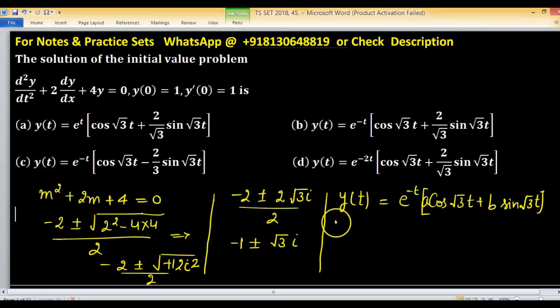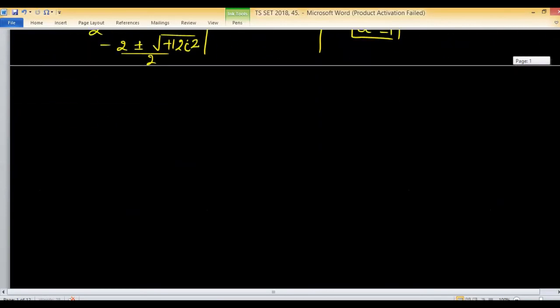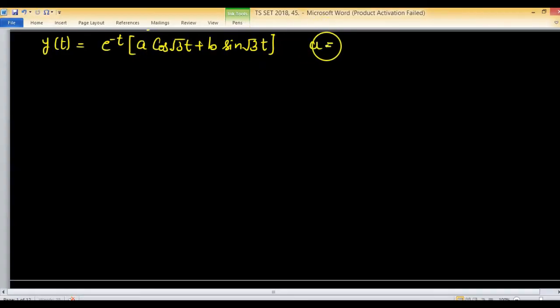Apply the initial condition y(0) equals 1. After substituting t equals 0 in this equation 1, we will get a equals 1. Now use the other condition to find the value of b, as y(t) was e raised to the power minus t, a cos root 3t plus b sine root 3t, and the value of a is 1.